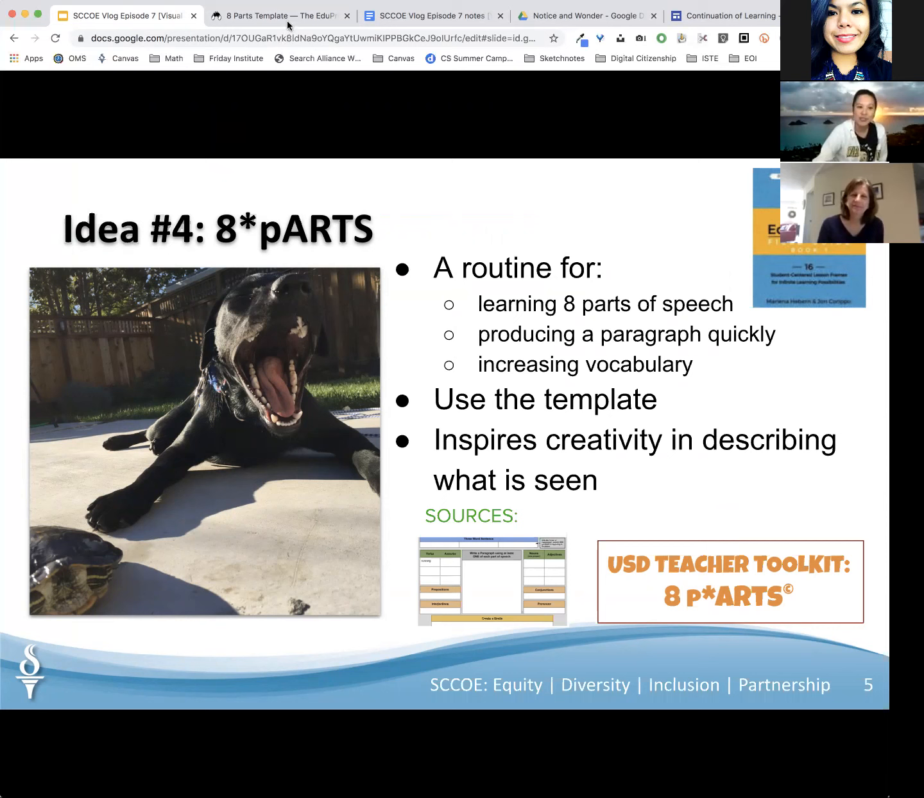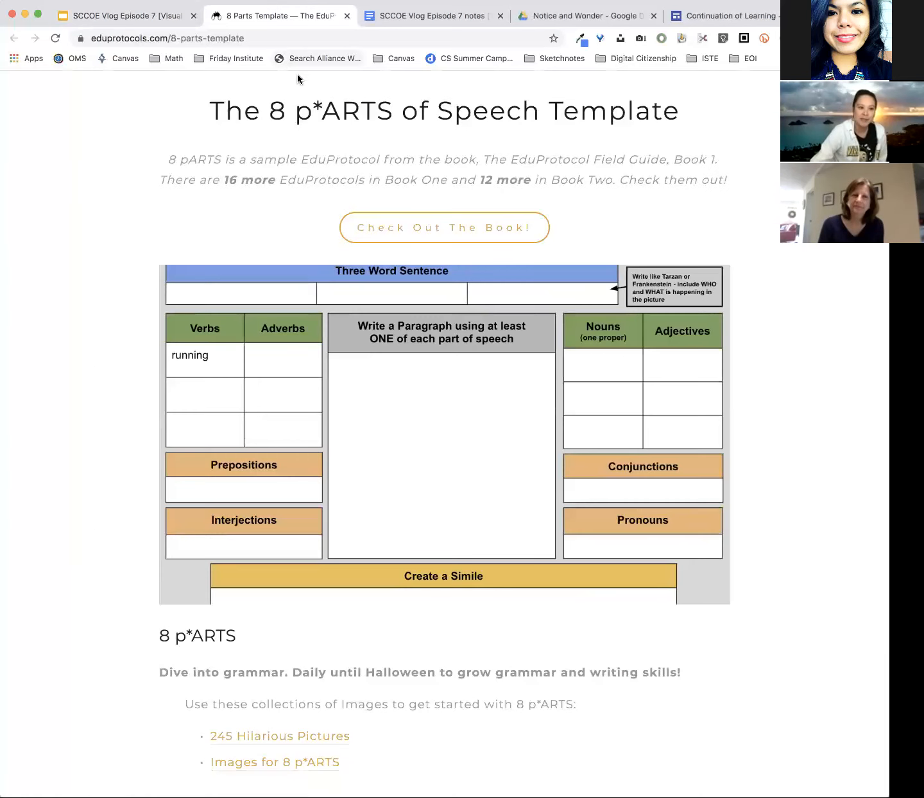What students would do is take a look at the picture and come up with the different parts of speech. So verbs, adverbs, go all the way through this until they have all of these words that they can use in order to write a paragraph.